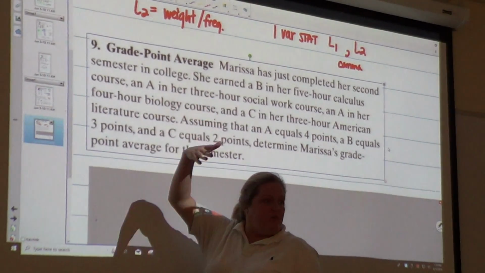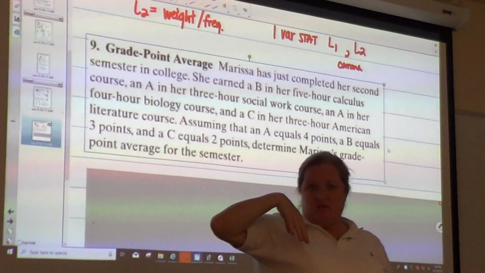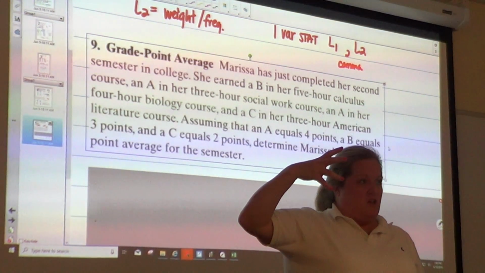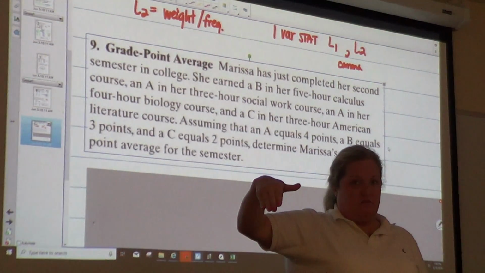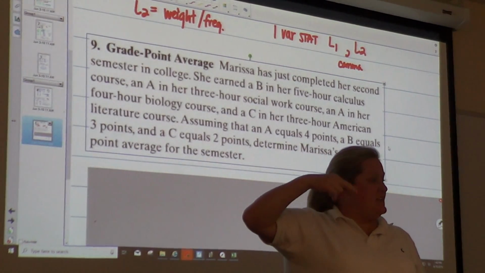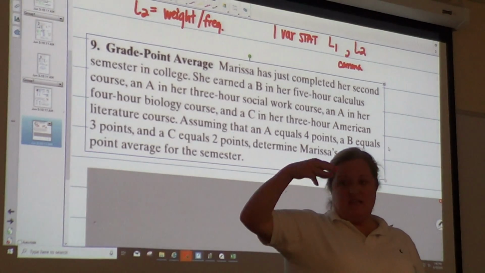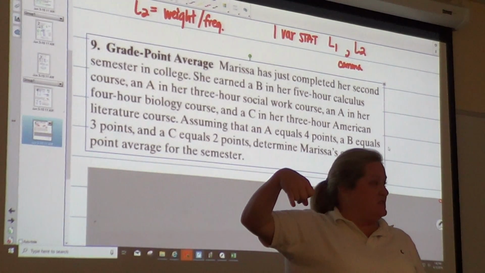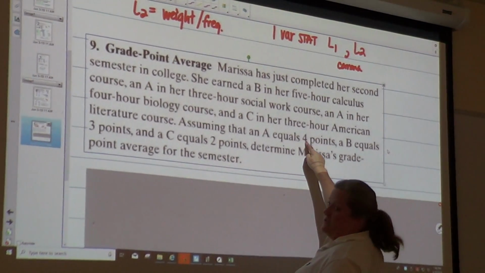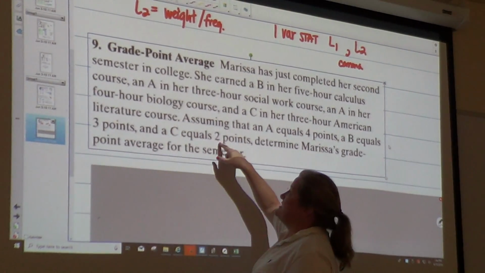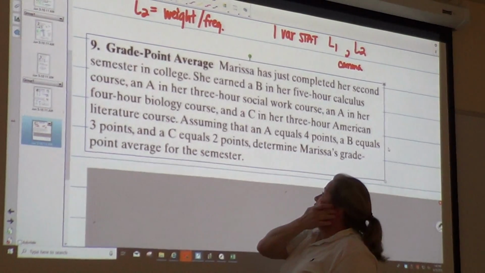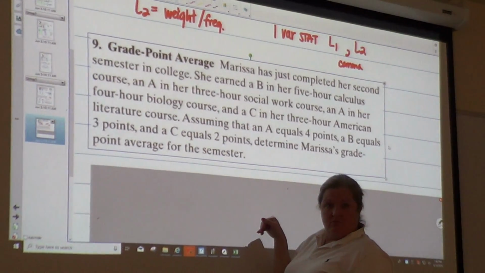Now, most of us should know, if you make an A, what does that mean mathematically? What number goes with an A? 90 or above. GPA-wise? 4.0. And a B is 3.0, and a C is 2.0, and a D is 1.0, and an F is a 0. So that's what this last sentence is telling you. Assuming that an A is 4 points, a B is 3 points, a C is 2 points. If they made a D, it would be 1 point, and if they made an F, it would be a 0.